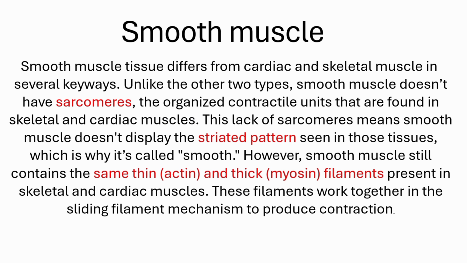Okay, so the first slide here, let's talk about the difference between the smooth muscle and the skeletal muscle and cardiac muscle. Unlike the other two types, the smooth muscle does not have sarcomeres, and we know that the sarcomeres are the contractile units found in the skeletal and cardiac muscles. Because of this, smooth muscle does not have the striated pattern that we have seen in the skeletal muscle, which is why it is called smooth. However, the smooth muscle still contains the same thick and thin filaments, actin and myosin, present in the skeletal and cardiac muscles. And these filaments work together in the sliding filament mechanism to produce contraction.